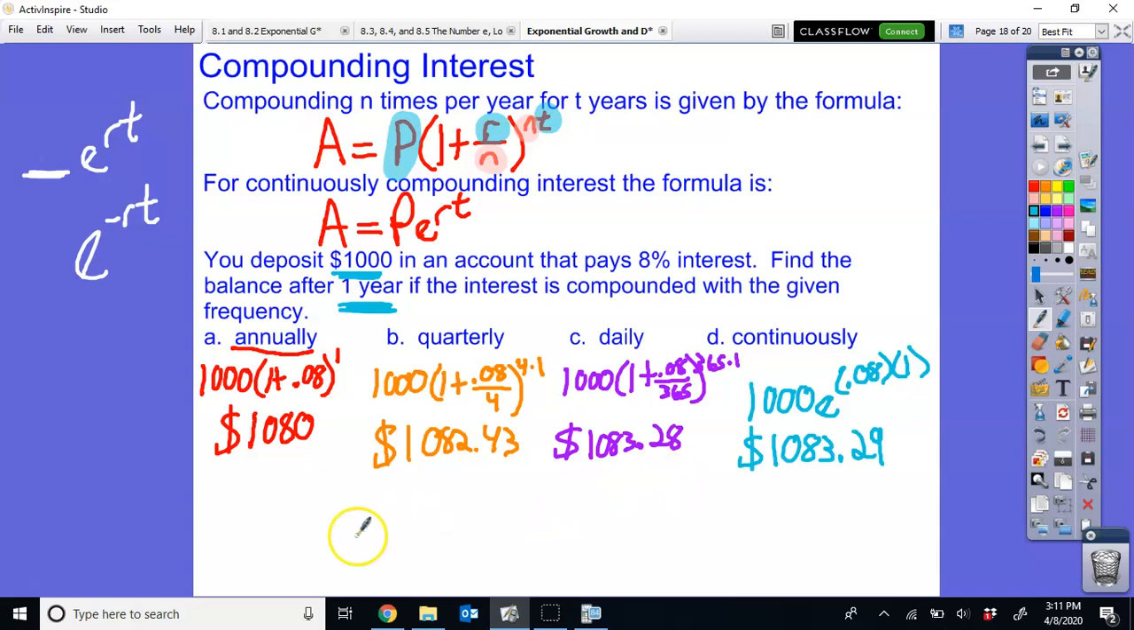So these examples that I've gone through today with you are just some extra examples of specific types of interest and exponential growth and decay.